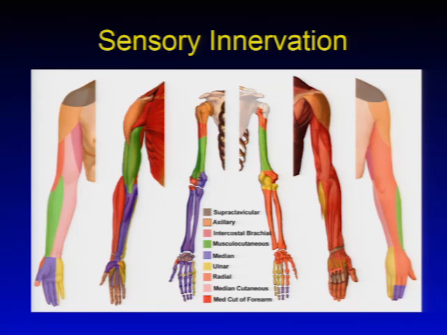The radial nerve provides sensation to the extensor surface of the arm and hand, and the median nerve, the medial forearm and ventral portion of the thumb, first and second fingers, and half of the ring finger.